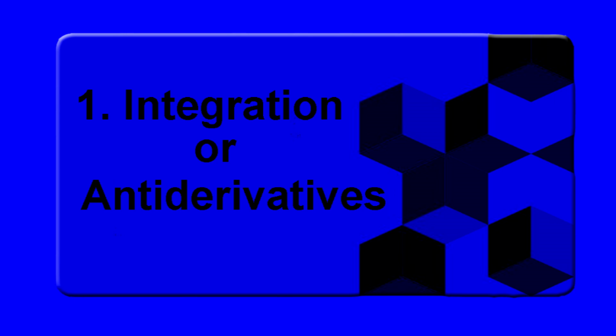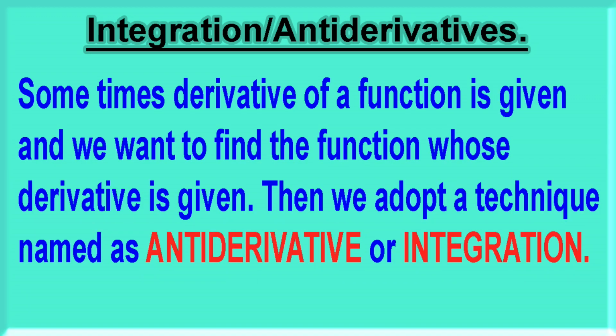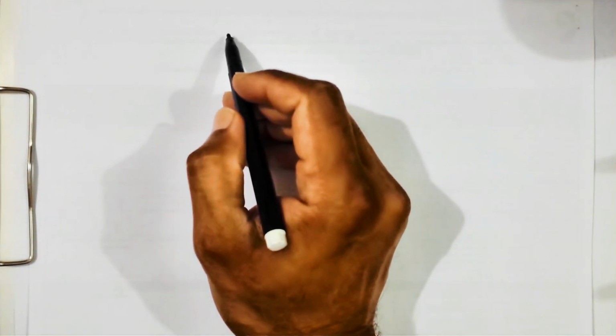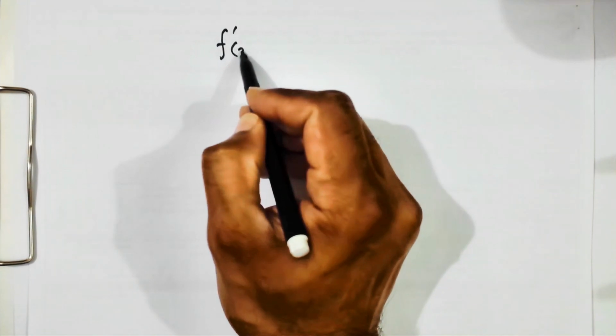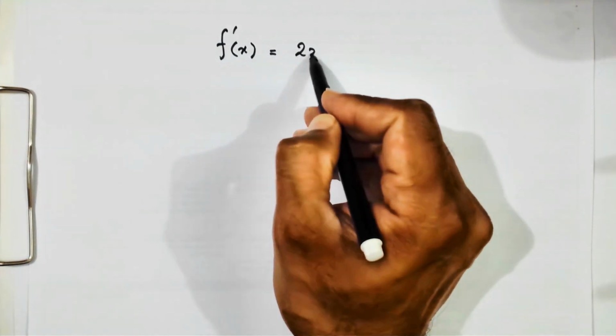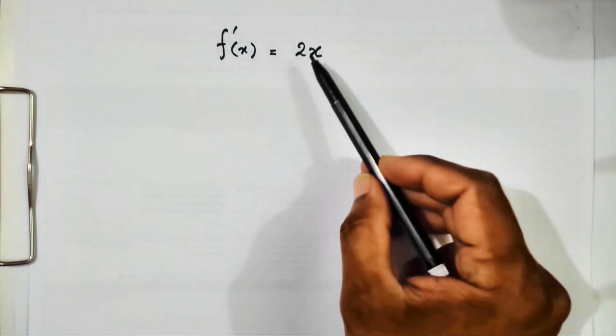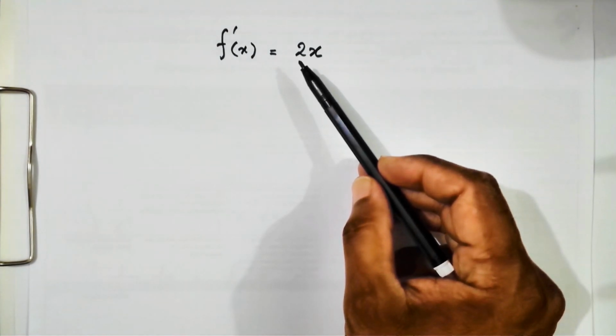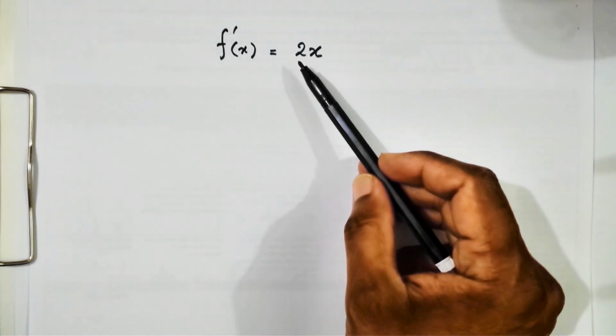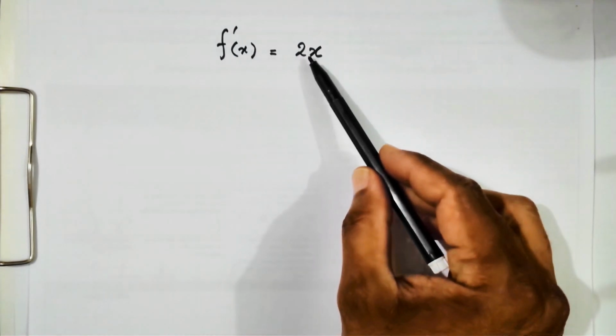Integration or antiderivatives. Sometimes the derivative of a function is given and we want to find the function whose derivative is given. Then we adopt a technique named antiderivative or integration. Suppose we have been given the derivative of a function, and we require to find out the function whose derivative this is. Then we will use the technique of integration to find the function.